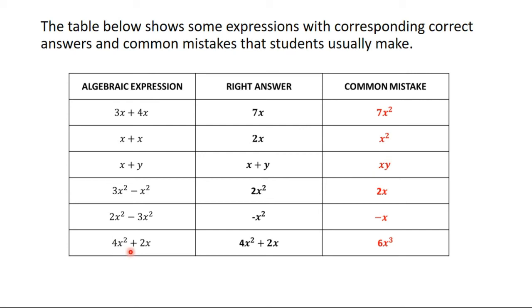If you look at the last example, 4x squared plus 2x, we can see from here that x squared and x are not like terms. So you cannot add 4x squared to 2x. So 4x squared plus 2x, the right answer for that is 4x squared plus 2x, not 6x raised to the power 3. That is wrong. So take note of these and pick more examples on addition and subtraction of algebraic expressions. Now make sure that you don't commit any of the mistakes that I've shown in this table.